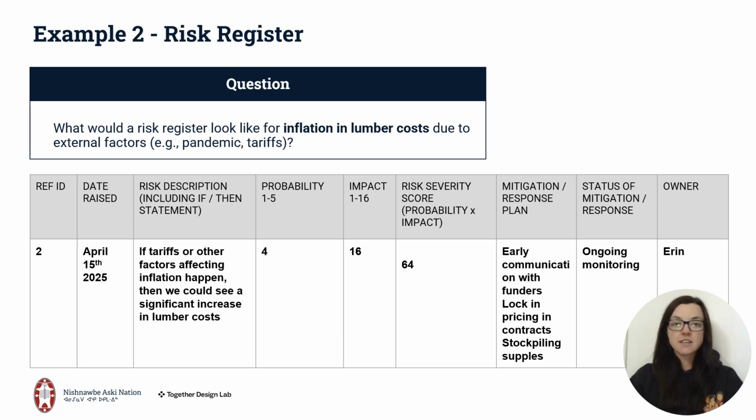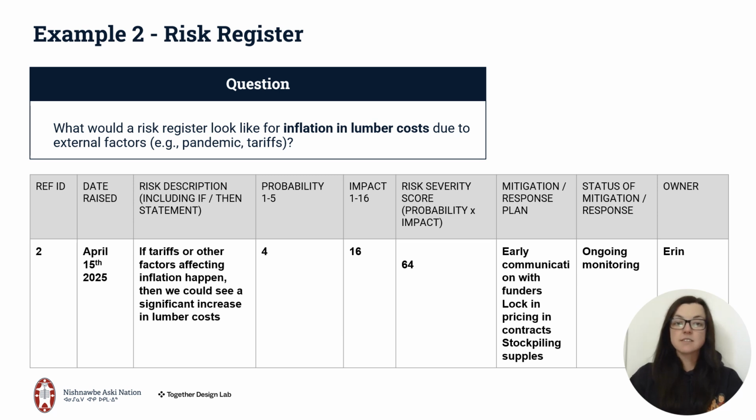For our second example, we will consider what a risk register would look like for inflation of lumber costs due to external factors such as the pandemic or tariffs. In our first column, we have our reference ID. Next, we have the date raised, followed by the risk description, including our if-then statement.